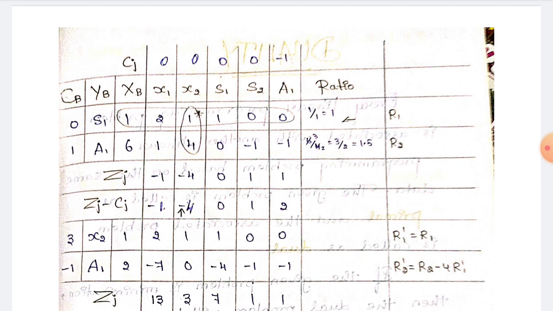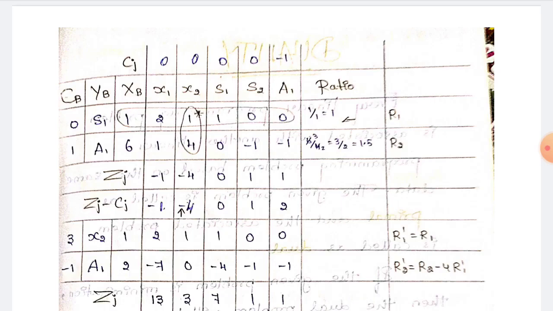Here you have to find out the ratio, XB column divided by X2. So 1 divided by 1 is equal to 1. 6 divided by 4 is equal to 1.5. So the smallest value is 1. So you have to choose that row. Here S1 is the leaving variable, X2 is the entering variable. So now we have to come with the YB column, X2 and A1.